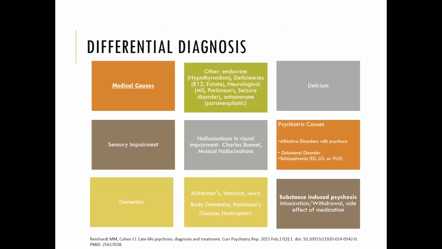So delving a little bit deeper into the differential, I know this is a little bit busy, so we're just going to go from left to right here. Some other medical causes that you want to think about when seeing someone in whom you have a high suspicion: endocrinological problems like thyroid issues, some vitamin deficiencies like B12 and folate, neurological disorders like MS, Parkinson's, and seizure disorders can be accompanied by psychotic symptoms, as well as autoimmune disorders or paraneoplastic syndromes. Delirium, certainly that could be its own talk, but there are psychotic symptoms seen in delirium, often visual hallucinations, but there can be delusions as well.